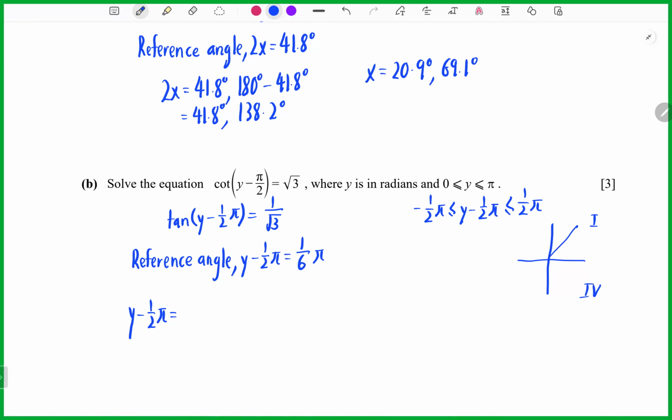First here and here, it is positive and negative. Because tangent is positive, we just take the first one only. So we take 1/6 pi. So y will equal 1/6 plus 1/2, which equals 2/3 pi.